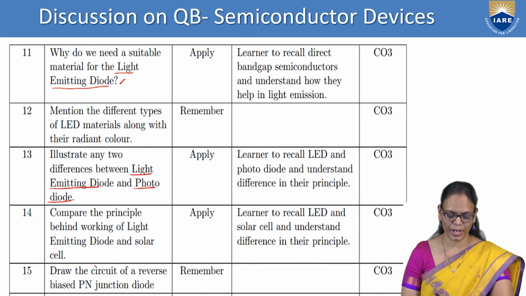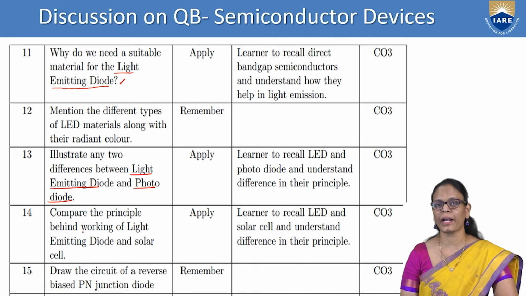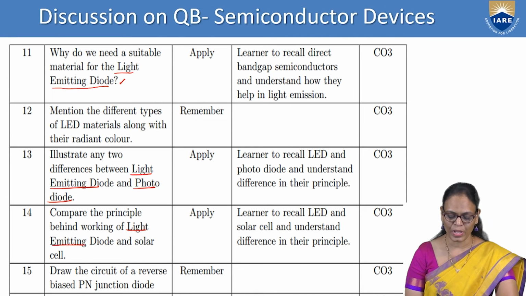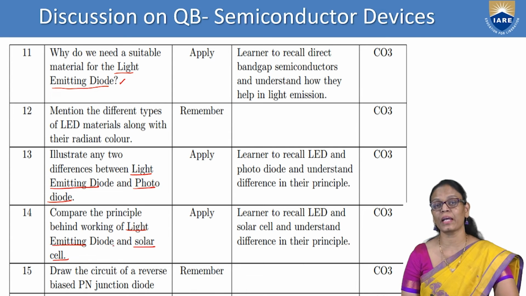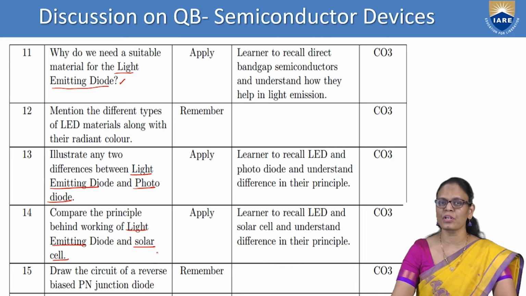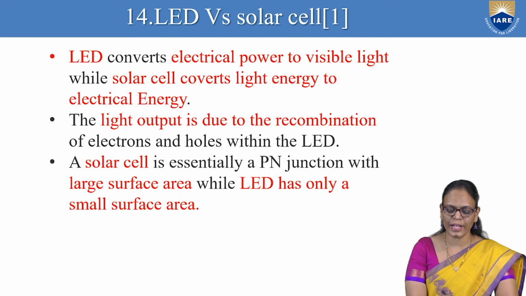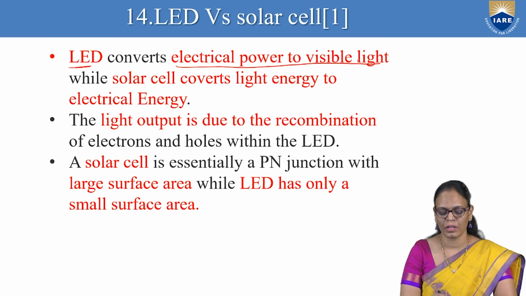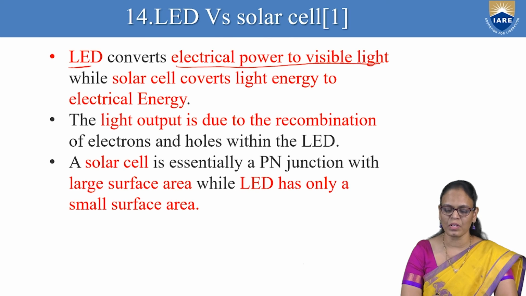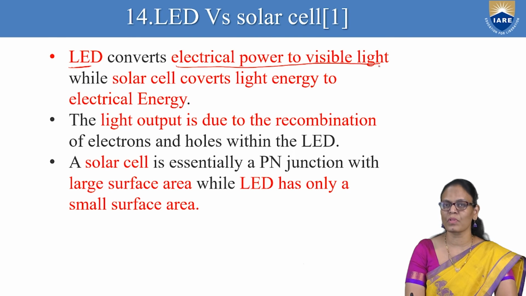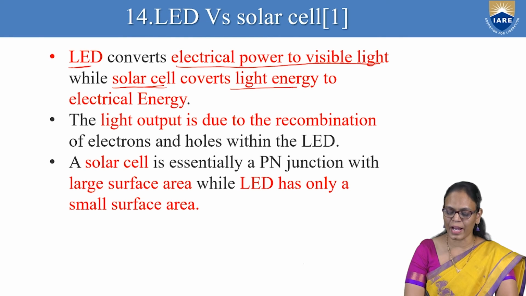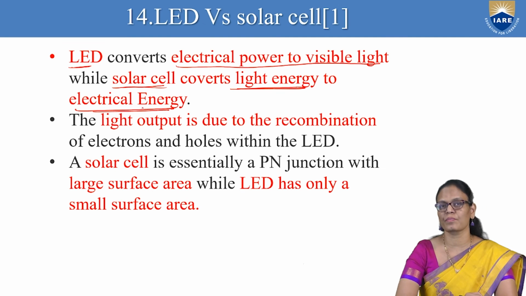Now the next question we have is, compare the principle behind the working of light emitting diode and solar cell. So now we are going to compare an LED with a solar cell. These are different optical devices. What an LED does is convert electrical power into visible light. We have already discussed in the previous question the conversion of electrical energy into light energy. But in a solar cell, it converts light energy into electrical energy.